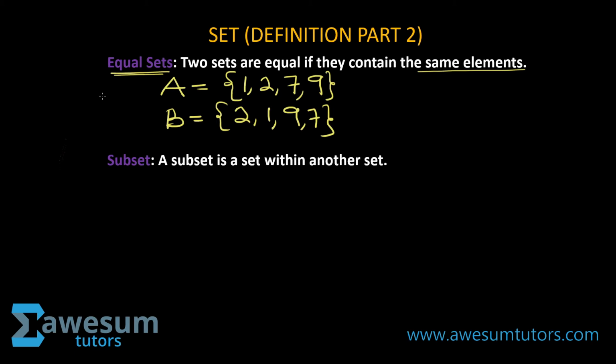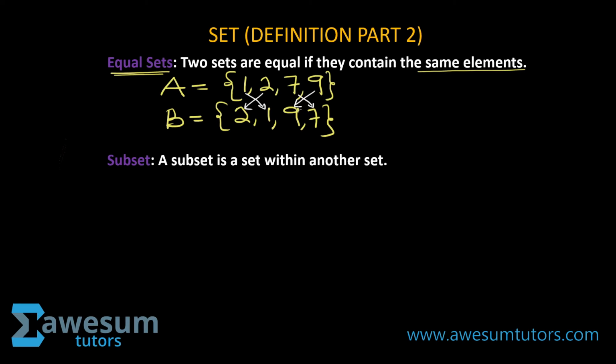The set A has 1 as the element. B also has 1. Set A has 2, as B also has 2. Set A has 7. B also has 7. And B also has 9 as A has 9. If you take a look at this, you realize that they both have the same elements.